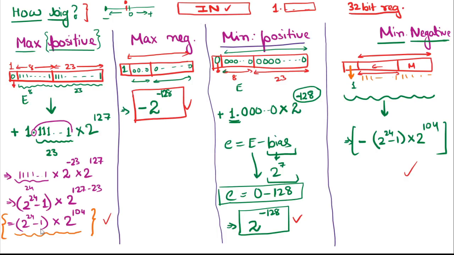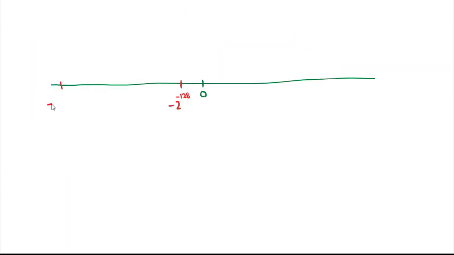If we put it on a number line, and suppose this is 0, then the range will be from minus 2 to the power minus 128 to, let's consider this magnitude to be a, just to make it easy, minus a. And here it will be plus 2 to the power minus 128 to plus a. This will be the range. Anything that is out of this section is out of range, that is overflow.